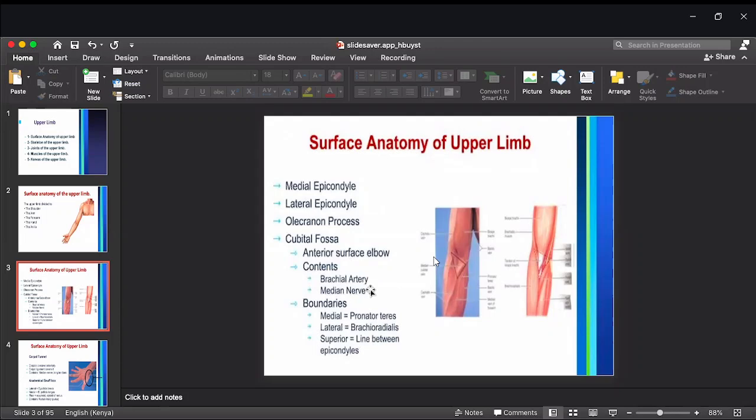That's when I will ask. The brachial artery and the median nerve. Then the boundaries of the cubital fossa: medially the pronator teres, laterally the brachioradialis, and the line of the epicondyles.